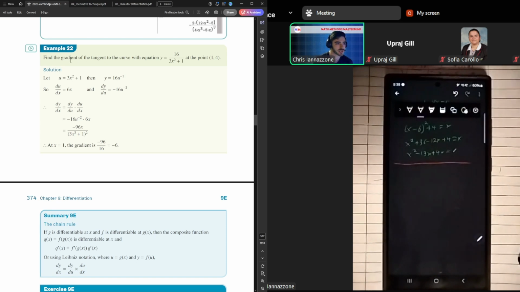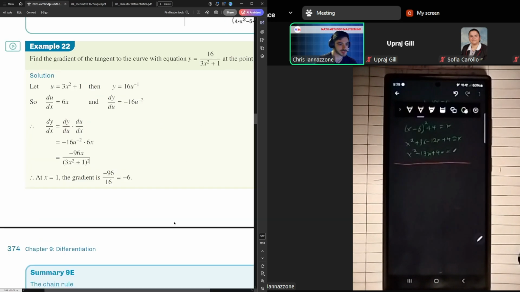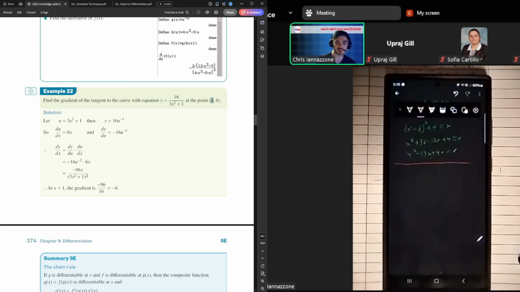You might be finding the gradient of a tangent line, in which case when you find your derivative, that is your gradient function. So to find the gradient of the tangent, you would then just sub in that point, specifically the x value, afterwards to get the gradient at that spot.